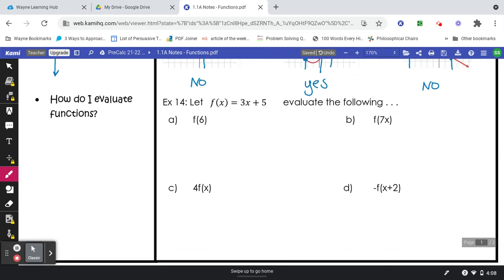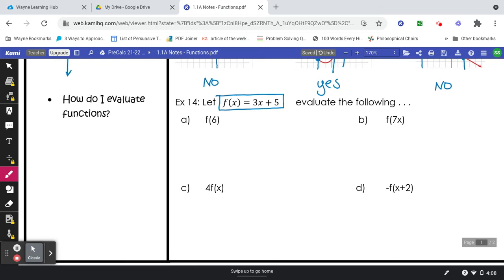All right, now evaluating functions. So functions are just equations. In algebra, we used to write them as y equals. Y is the same as f of x. So now we're writing in a new notation, and this is going to be helpful the further you move on through math, so we're practicing it now.